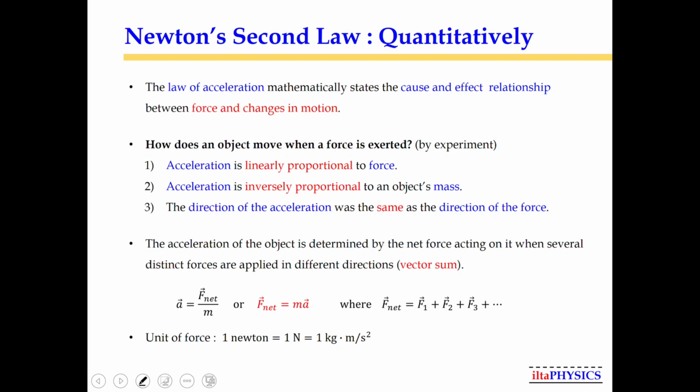Finally, the direction of acceleration is the same as the direction of the applied force. If you push an object to the right, it accelerates to the right. Combining these three facts gives us the famous formula known as Newton's second law. Acceleration is proportional to the applied force and inversely proportional to mass. When you rearrange the relationship for force, you get the equation everyone knows.